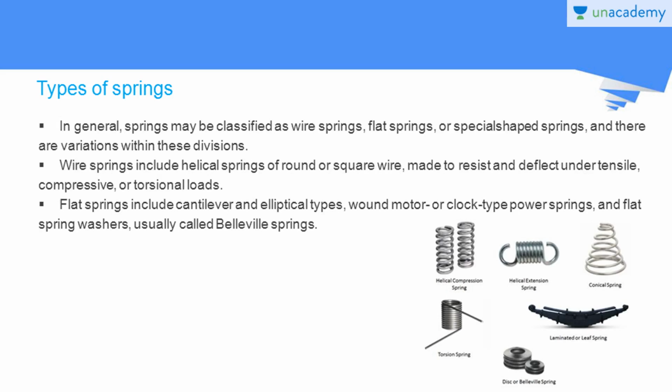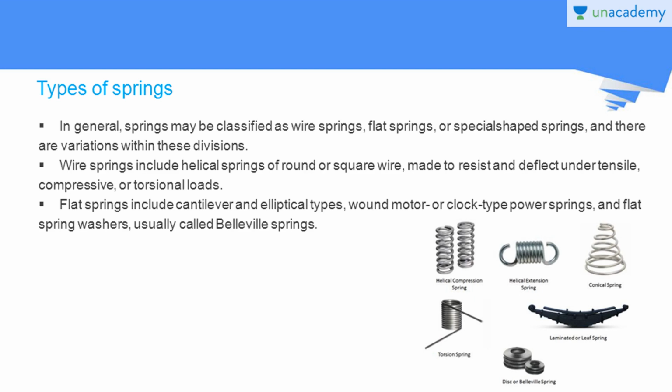So here we have the types of springs. In general, springs may be classified as wire springs, flat springs or special shaped springs, and there are variations within these divisions. Wire springs include helical springs of round or square wire made to resist and deflect under tensile, compressive or torsion loads.